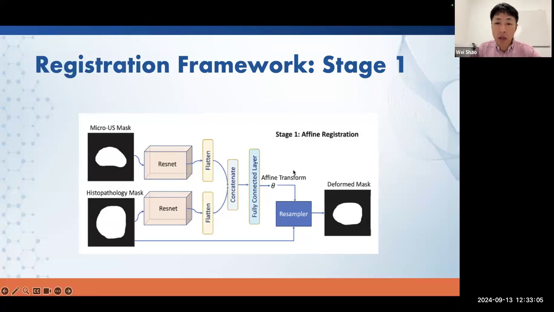Since this is a relatively simple task, what we do is use the prostate segmentations as the input to my network. We have a ResNet to extract features, and then we flatten them and feed them into a fully connected layer to predict the parameters for my affine transformation. Since this is a 2D transformation, the affine transform matrix has 6 degrees of freedom, 6 parameters to estimate. Once we have a very good prediction of this transformation, we deform the histopathology image mask so that it aligns with the mask of the microultrasound image.